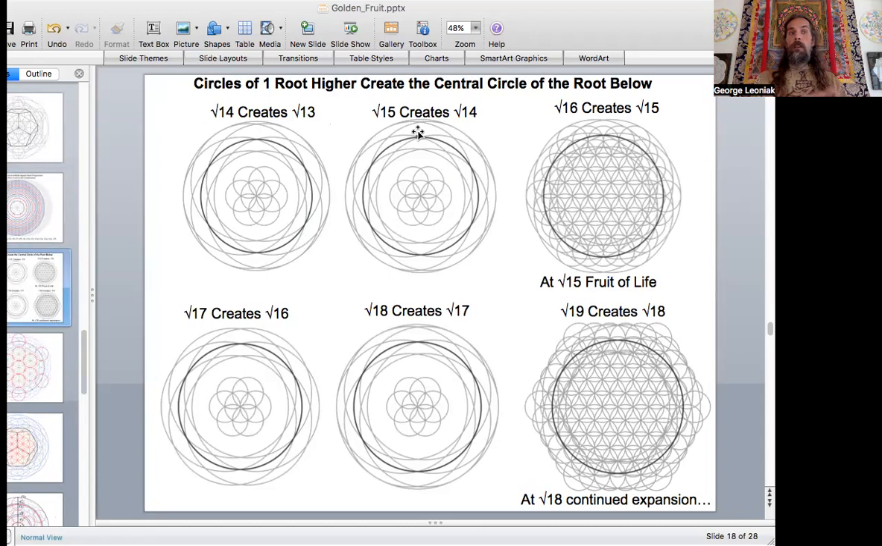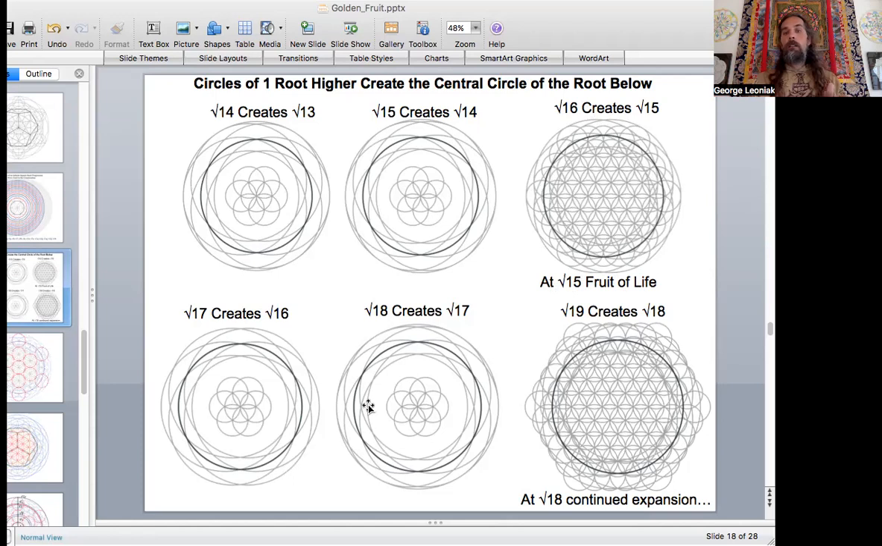So this is from the Sacred Roots of Relationship video. As I was building out the circle patterns, this is one of the slides in there, and this didn't come to me right away. I didn't draw the dodecahedron, but I was noticing when I was using root 14 circles, they create a root 13 circle. Root 15 circles, these large ones, create root 14. And at root 16, the large circles are root 16 going around, they create root 15, which is the black circle. And I even say it in the video, at root 15, fruit of life. That's where the fruit of life showed up in the diagram.